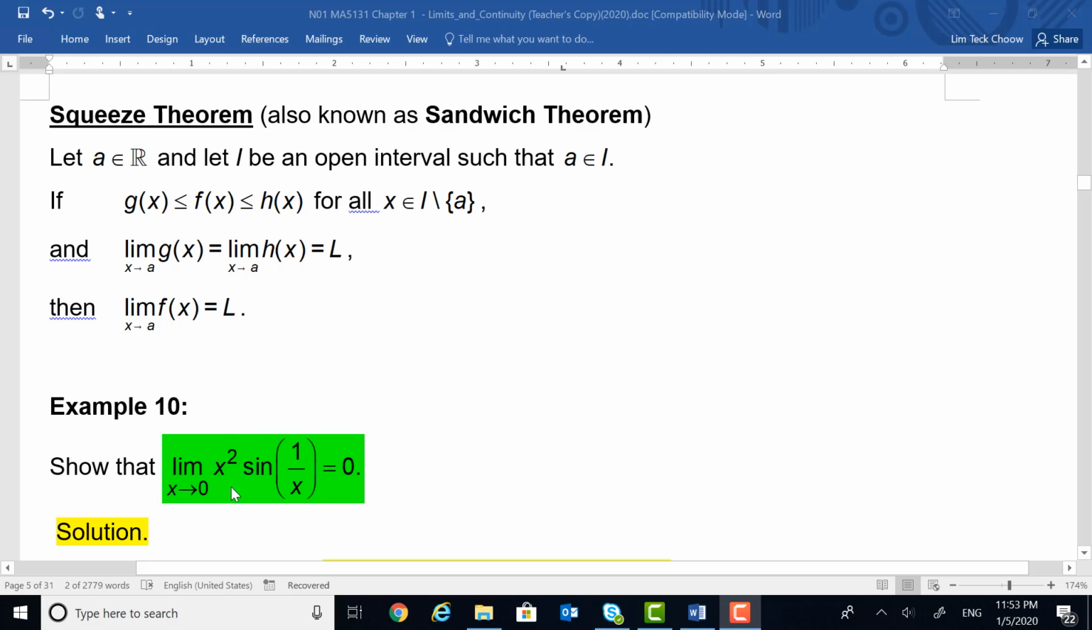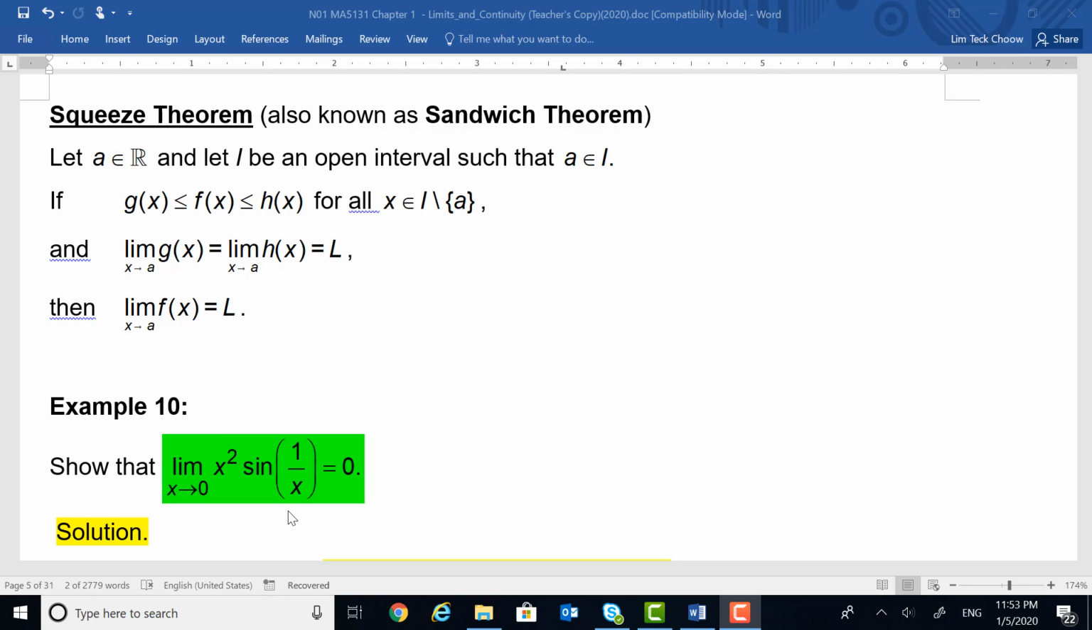In this question, you're asked to show that the limit of this is 0. I want you to note first and foremost that you can't break this into the limit of x squared and the limit of sine 1 over x. Why is it so? Because in order to break into two limits, you must be sure that the limit of x squared as x goes to 0 and the limit of sine of 1 over x as x goes to 0 both exist. But in this case, you have no way to ascertain that the limit of sine 1 over x exists. So you can't just break it into the product of two limits. Therefore, those earlier theorems or results do not work for this particular question.